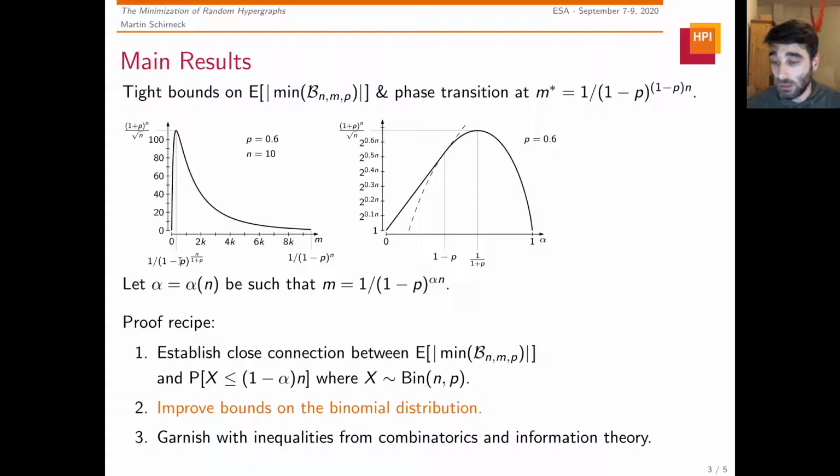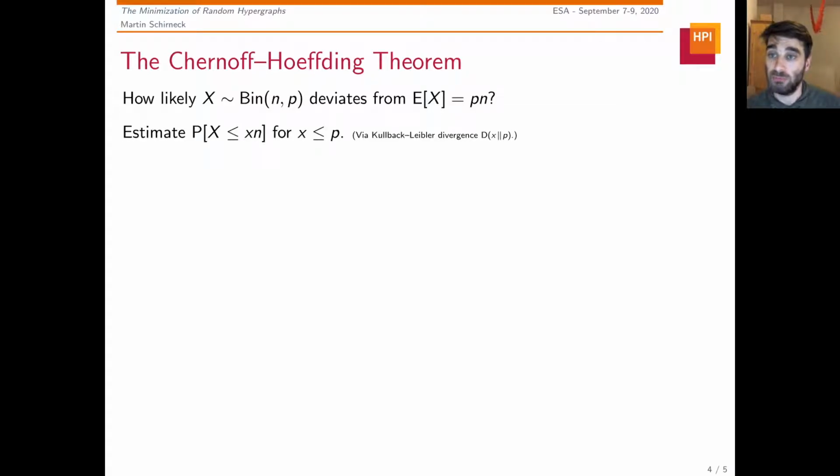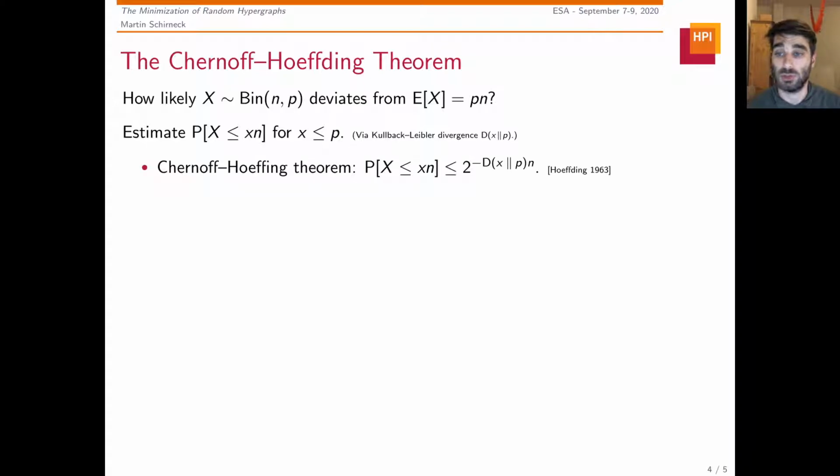So we had to find out how likely is a binomial random variable deviating from its expectation. And for that, we estimate the probability that X is smaller than some small x times n in terms of this small x. And we use the Kullback-Leibler divergence, again from information theory. The best known upper bound of this type is the so-called Chernoff-Hoeffding theorem, which states that this probability is smaller than 2 to the minus the divergence times n.